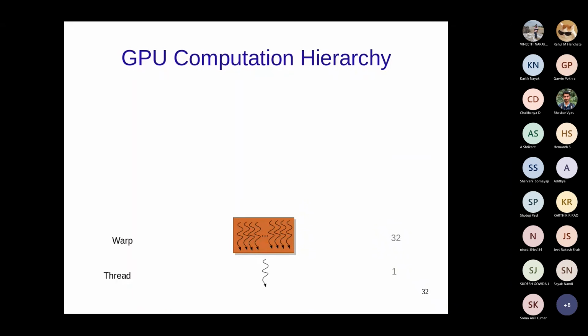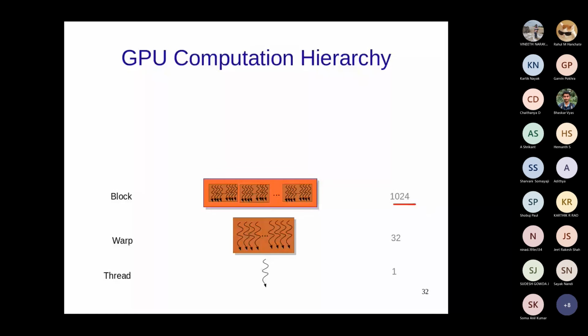A group of 32 threads forms a warp on the current GPUs. Multiple such warps together form a thread block. We said that a typical size of a thread block in terms of number of threads is 1024, which means that 32 warps can form a thread block. You can have fewer warps also inside a thread block. This is a typical or maximum size.